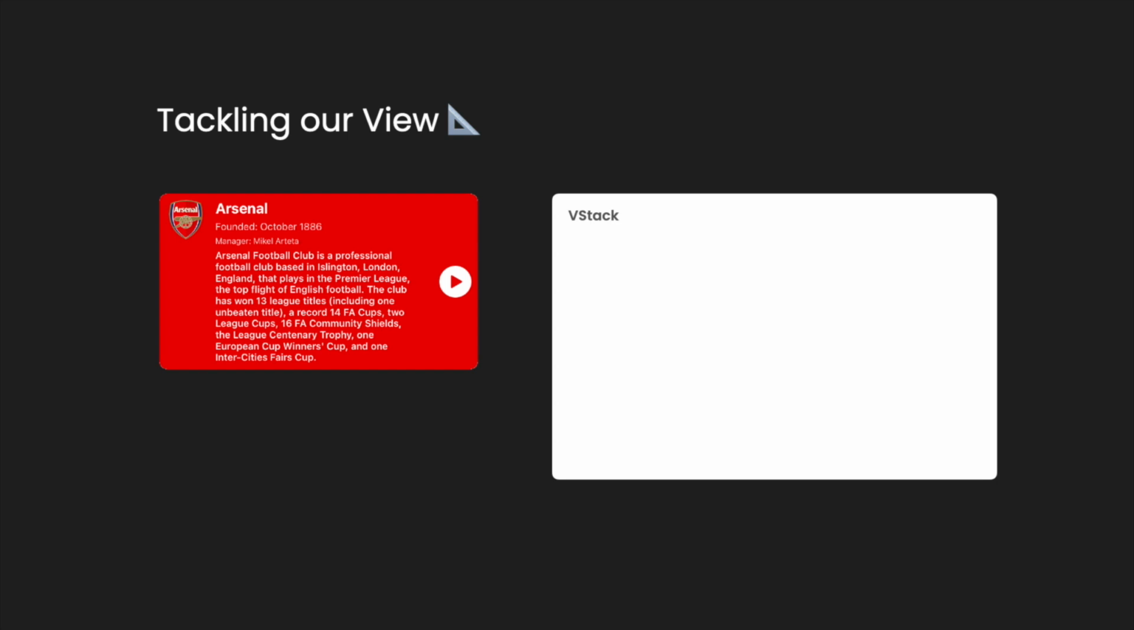So the first thing we need to do is put all this content in some kind of container. The first thing we're going to put it inside of, if you look on our right, is a VStack. So what is a VStack? A VStack basically allows us to lay out views vertically, and you'll see a representation of this in a minute.